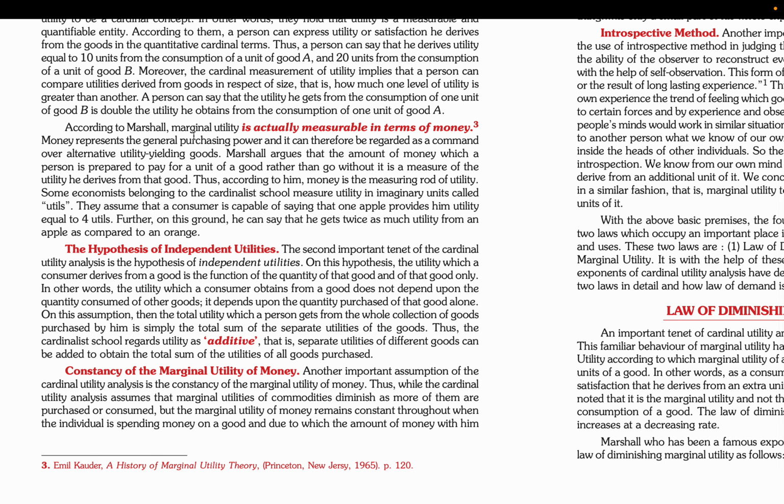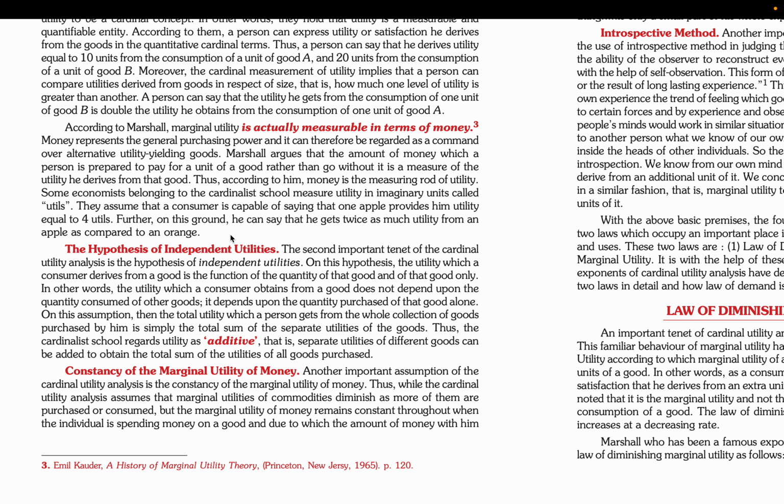Now let's see what measurable in terms of money actually is. Money represents the general purchasing power, and it can therefore be regarded as a command over alternative utility-yielding goods. Marshall argues that the amount of money which a person is prepared to pay for a unit of good rather than go without it is a measure of the utility he derives from that good. We've already studied this on the last page. Thus, according to him, money is the measuring rod of utility.